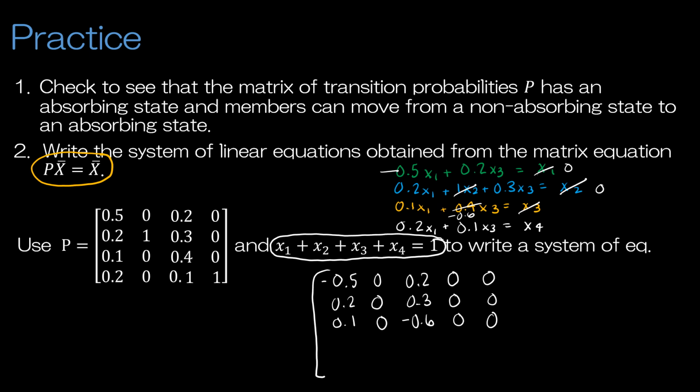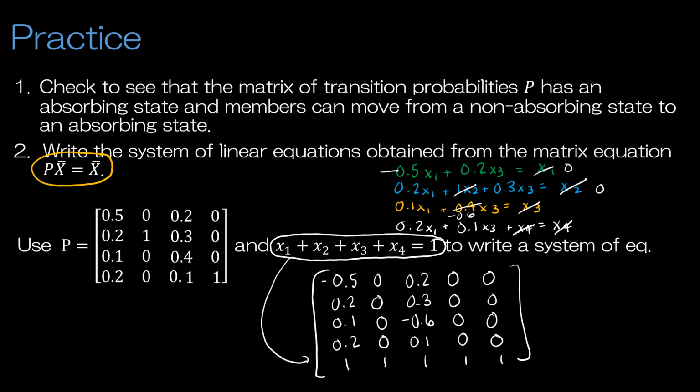And then finally subtracting x4 from each side, I get, oh, I'm sorry, I'm going to go back and fix that. This should have been plus x4 is equal to x4. And then now I'm going to subtract x4 from each side. And that gives me 0.2x1, 0x2, 0.1x3, 0x4 is equal to 0. And then, of course, my last one is 1, 1, 1, 1, 1, and that's from this equation. So that is the matrix that I am going to row reduce to find the solution.